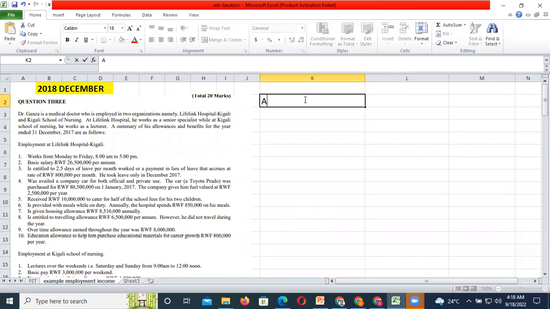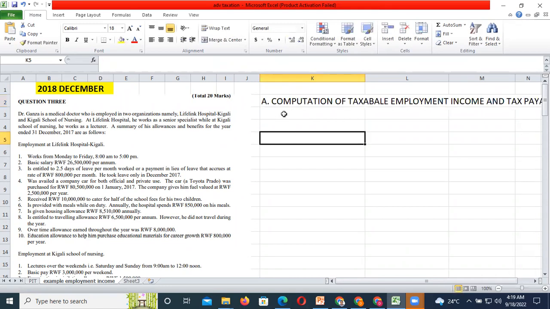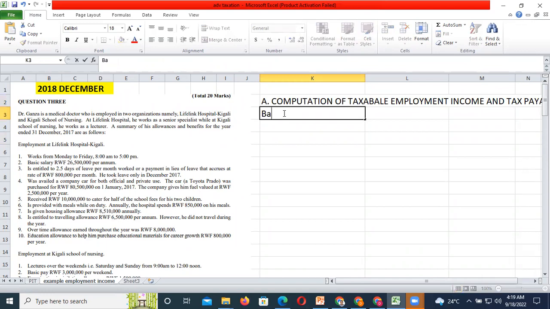So we are looking at part A, computation of the taxable employment income and tax payable. So let's move with this. So we start with the basic salary. First employer. Maybe let's look at this one. The first, we make it clear. We have the first employer who is Lifelink Hospital. Let's look at the first one, the first employer who is Lifelink Hospital.